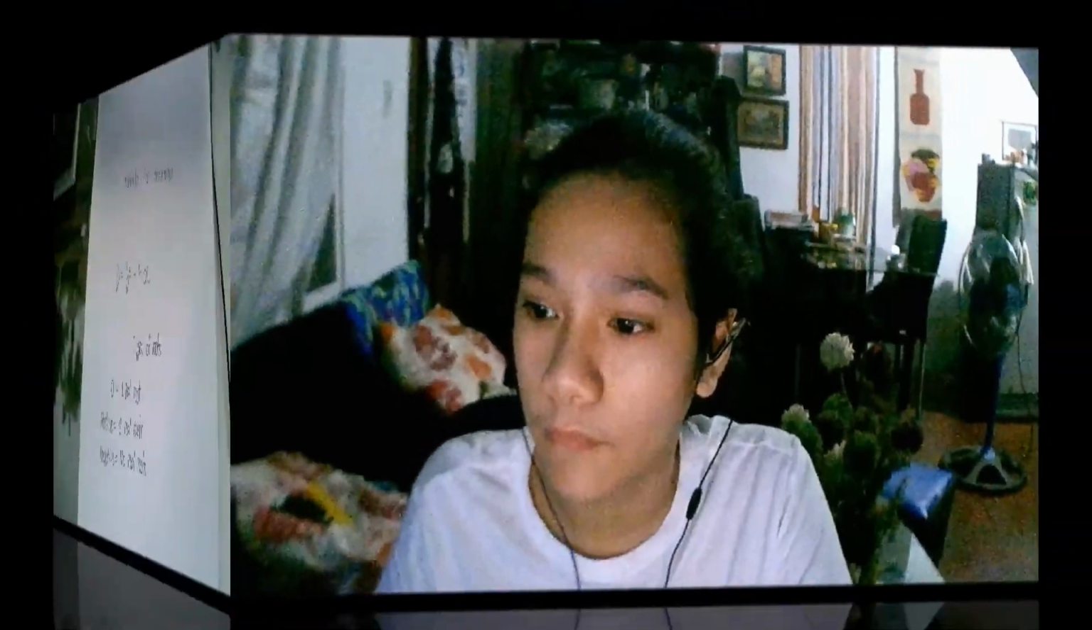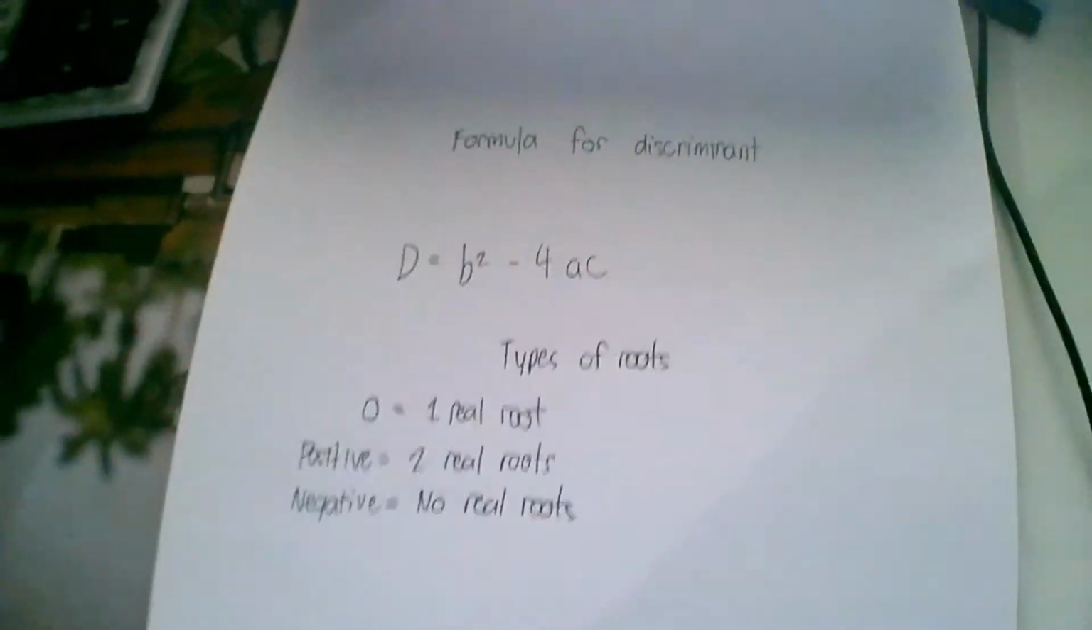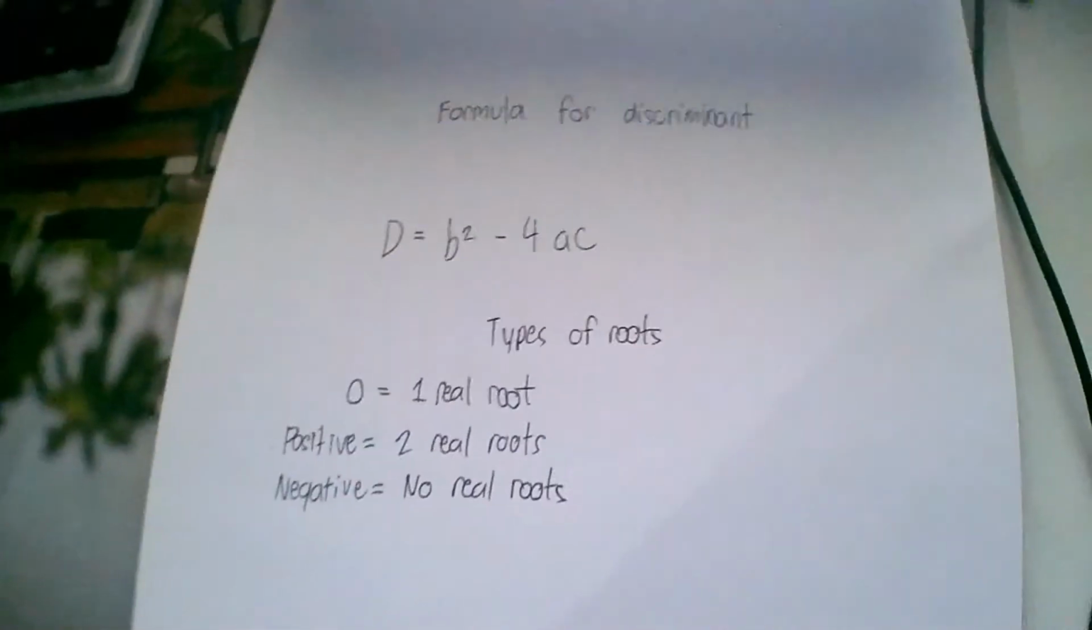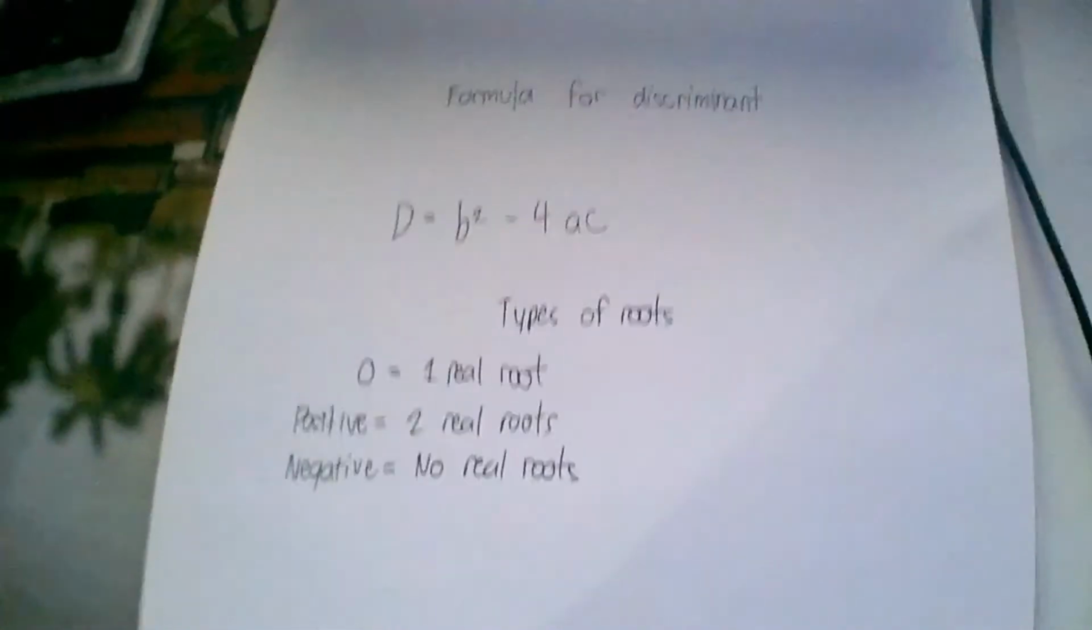Today I will teach you guys about discriminants. Today, you will learn about the formula for discriminant, types of roots, and how to solve for the discriminant. For the formula of discriminant, it is D equals b squared minus 4 times a times c.